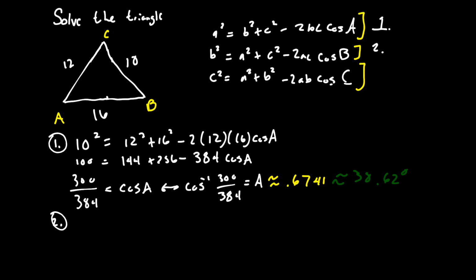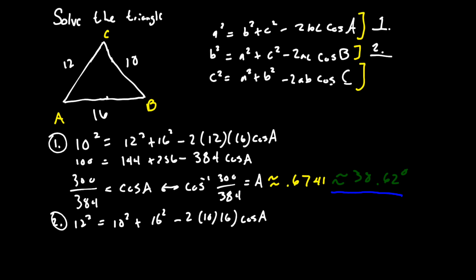Whoops, it seems like my voice recorder wasn't recording, so let me state again that this is about equal to 38.62 degrees, and this is going to be our angle A. So now we want to evaluate our second equation along the same lines. We're going to plug in what we know for B, A, and C, and then solve for cosine of B. So here we're going to get 12 squared is equal to 10 squared plus 16 squared minus 2 times 10 times 16 times our cosine of B.